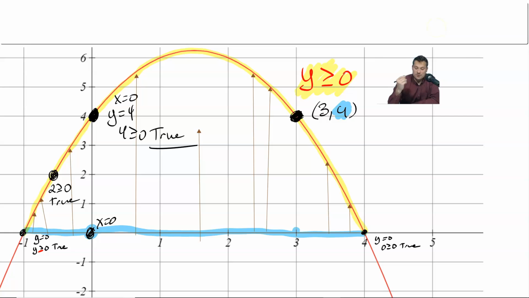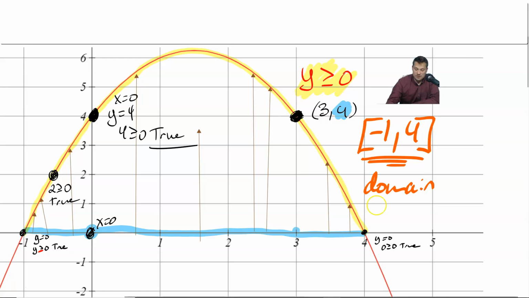So let's write the solution down. The solution would look like this: it would go from -1 bracket up to 4 close bracket. That would be the appropriate form of the solution in interval notation. Remember that this describes a domain, in other words, a set of x's, not y's. For any x that you grab from -1 up to 4, the corresponding y-coordinate on the graph itself is greater than or equal to 0.